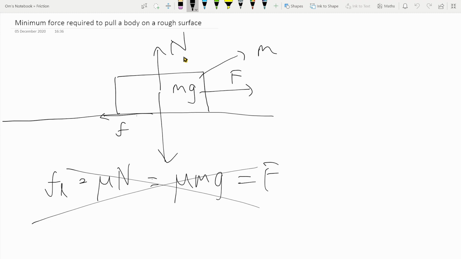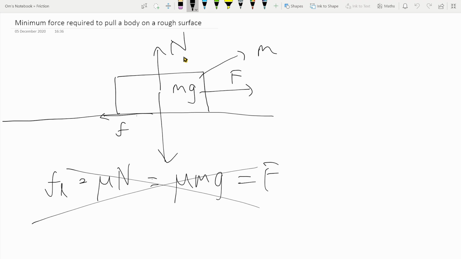So first of all, our statement that F_L is equal to mu N is completely correct. But what if we found a way to make the normal reaction lesser? And that's when the idea of force being a vector comes in. That is, instead of applying the force horizontally, why don't we try and apply a force at an angle? And that's what this problem is really trying to test.